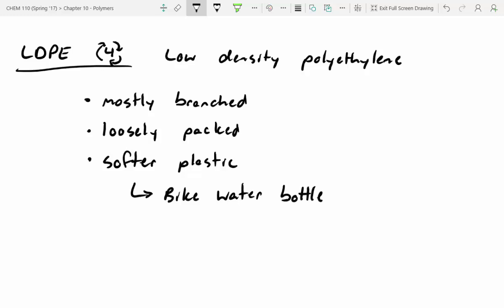You can imagine if you had something like that Mountain Dew plastic bottle, it wouldn't work very well on a bike ride because you can't squeeze it. It's a lot more rigid, where the other, I guess you can a little. Although I wouldn't drink Mountain Dew on a bike ride. Bike water bottles are a lot softer and easier to squeeze.